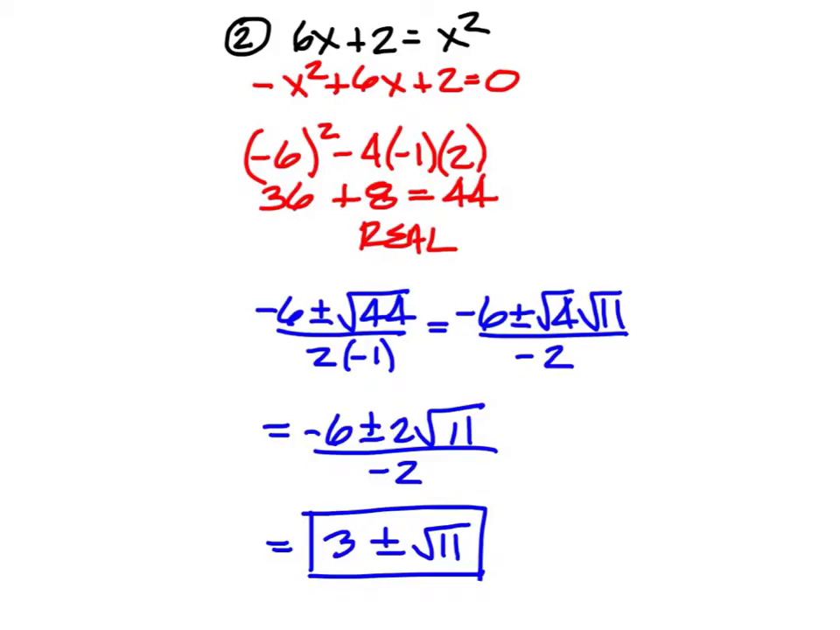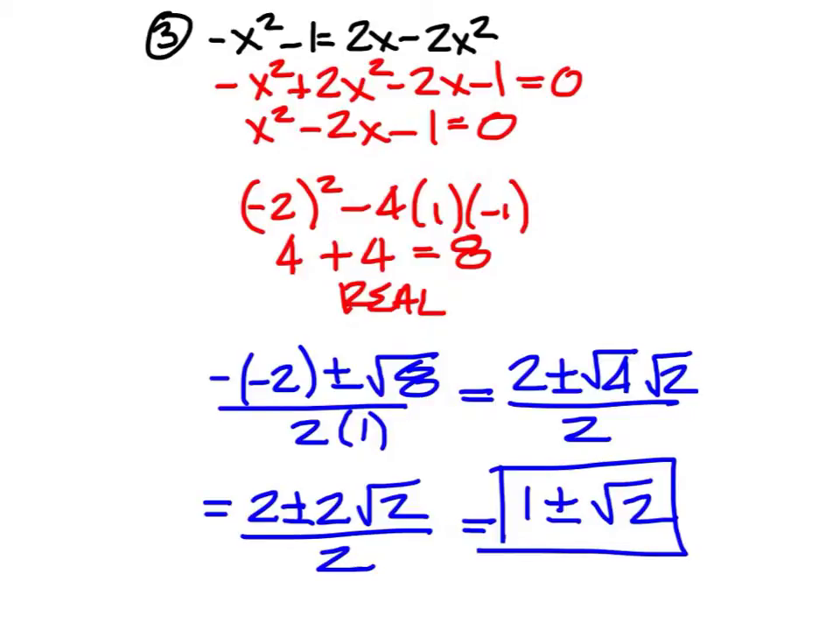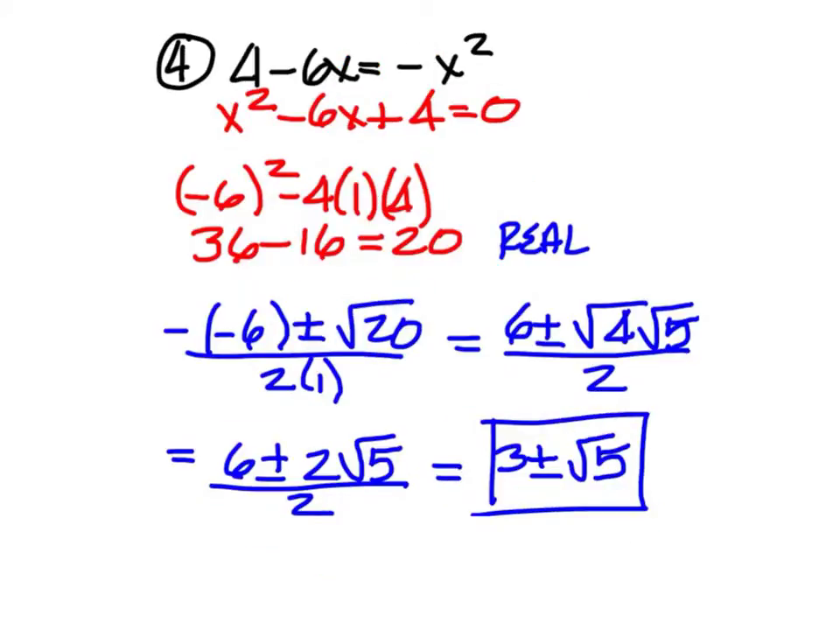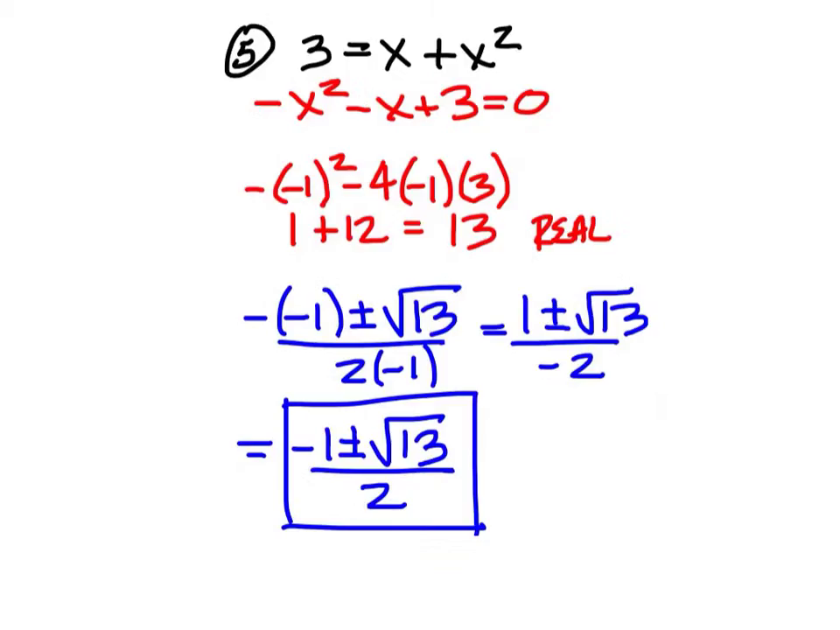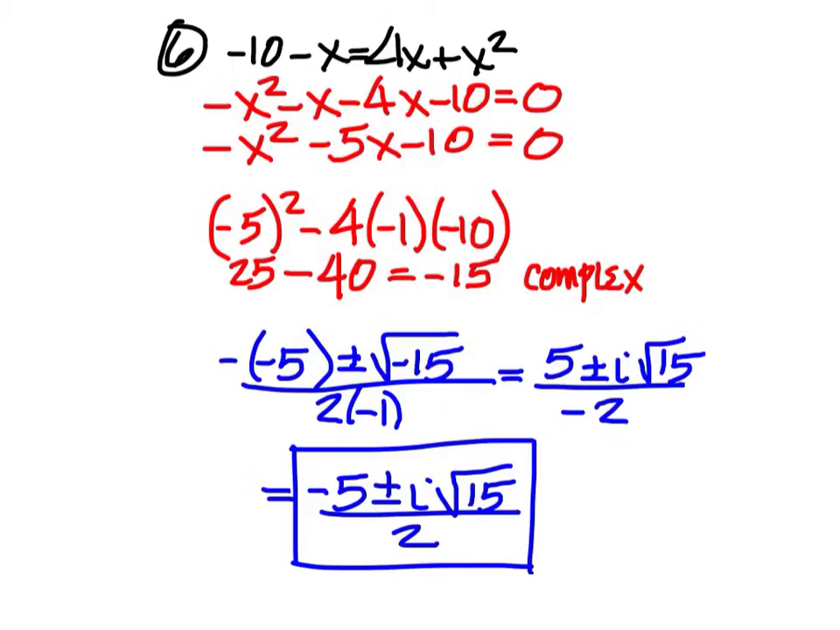Number 2 is 3 plus or minus the square root of 11. 3 is 1 plus or minus the square root of 2. 4 is 3 plus or minus the square root of 5. 5 is negative 1 plus or minus the square root of 13 over 2.